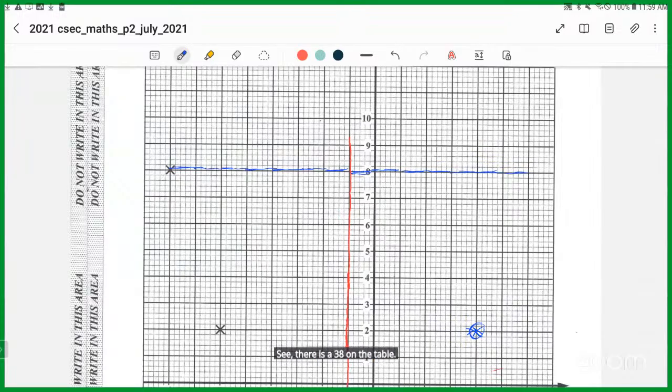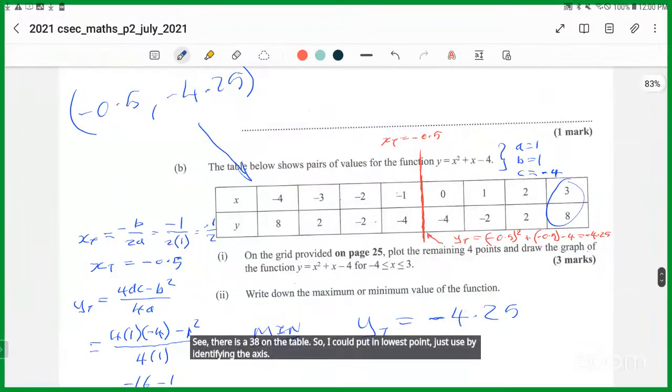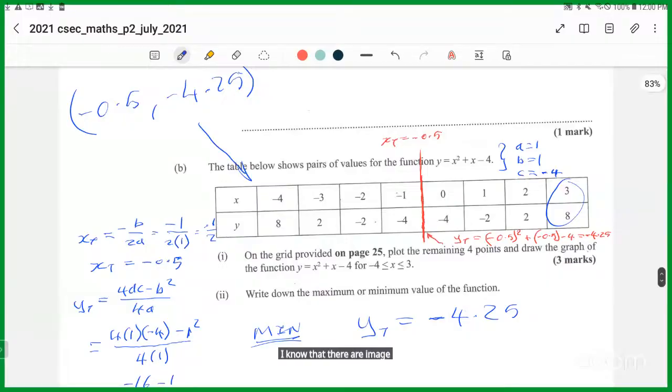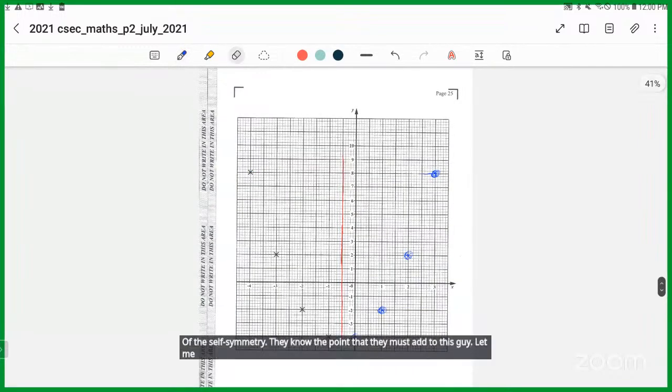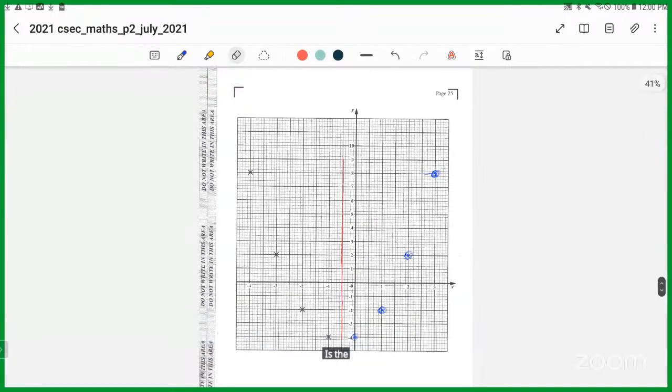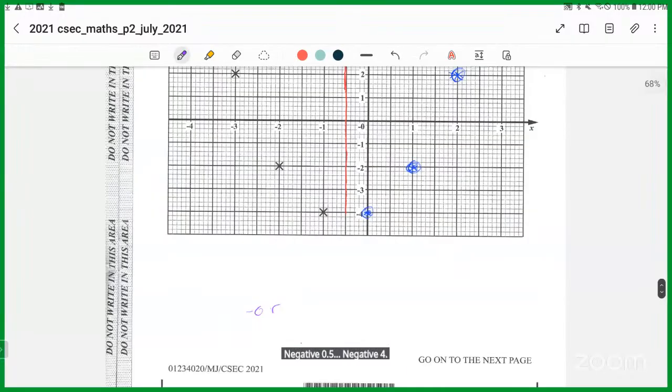So I could put in those points just by identifying the axis. I know that there are image points the same distance on the other side of the axis of symmetry. Then know the point that you must add to this graph. Let me put it on in purple for you. It is the point negative 0.5, negative 4.25. I have to add that point to the graph.